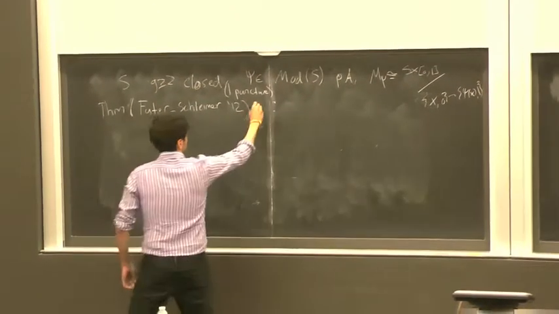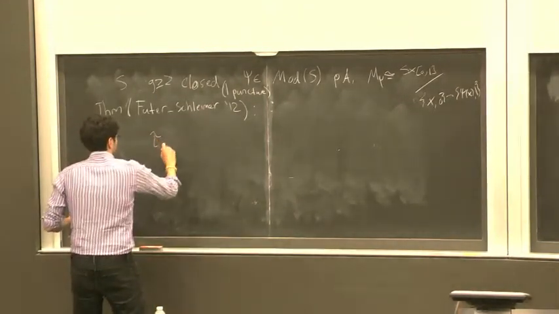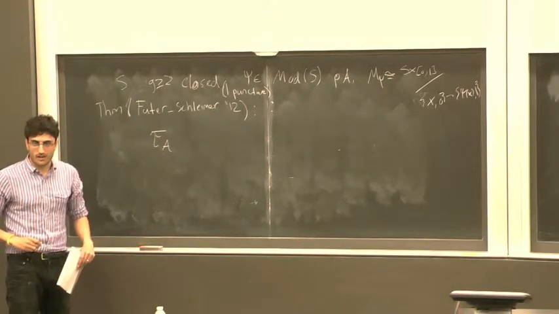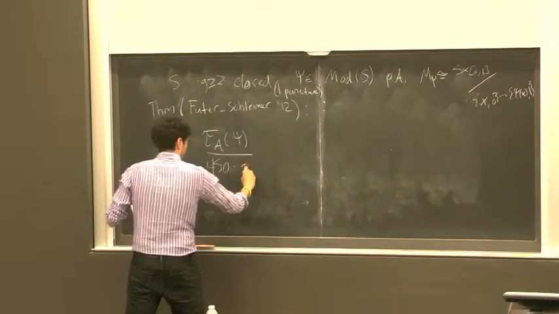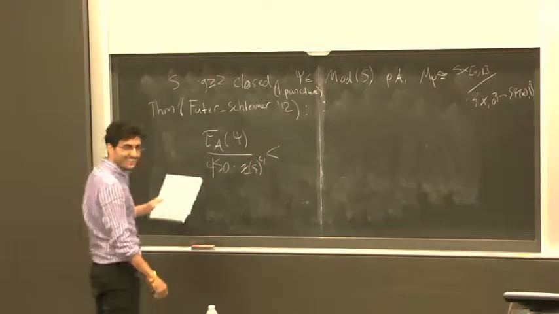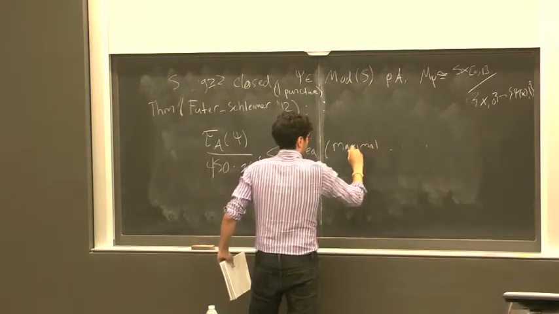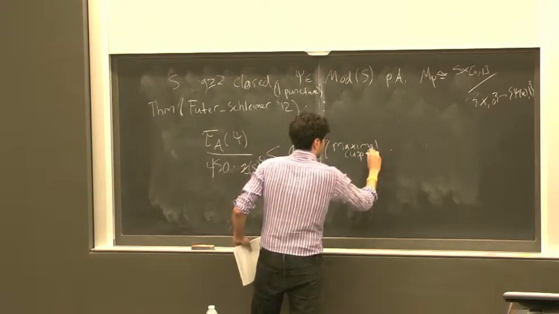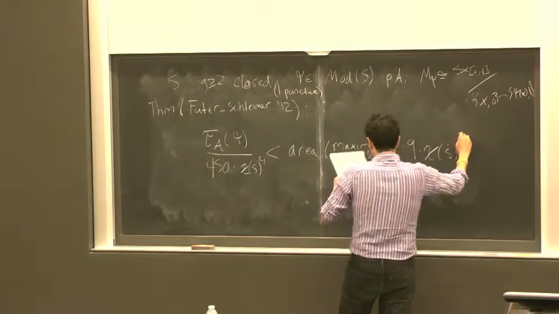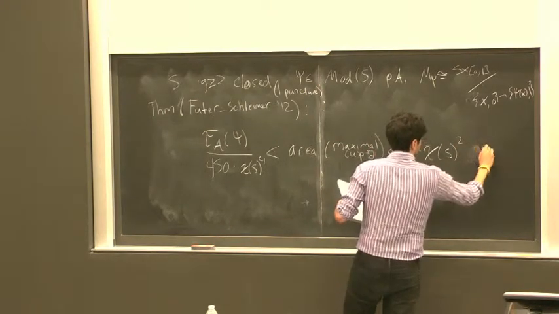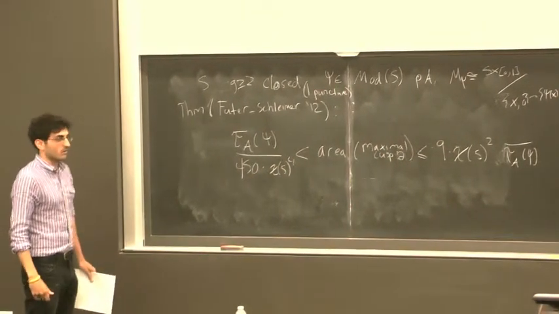Okay? So they say that the following holds. I need to see the notes. So the asymptotic translation length in the arc graph of psi divided by 450 times the Euler characteristic to the fourth power is less than the area of this maximal cusp boundary, this torus, which is, in turn, less than or equal to 9 times the Euler characteristic of your surface squared times, again, this tau_A of psi bar. Okay? Is that a strict inequality on the left? That's a strict inequality. I don't know if it has to be.